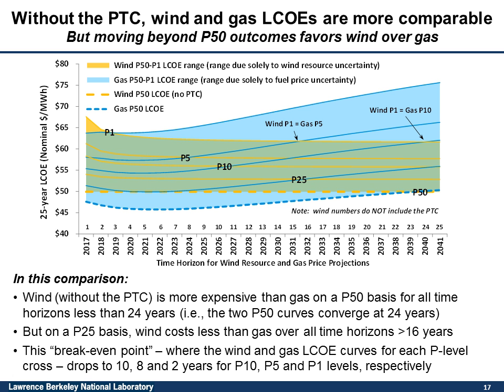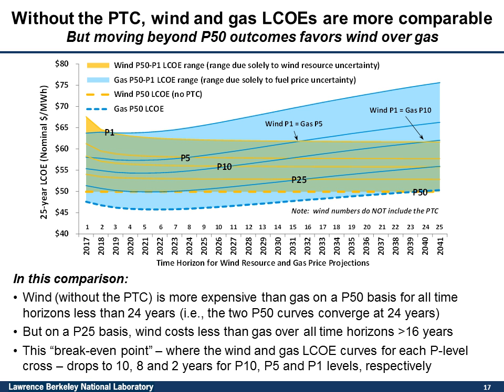If you get rid of the PTC, the LCOE of wind and gas is more comparable. On this slide, I'm just focusing on worse than expected outcomes for both wind and gas, and also highlighting the standard suite of common p-values with their own curves. And what you see here is that wind without the PTC is more expensive than gas on a P50 basis for all time horizons of less than 24 years, which is where the 2 P50 curves converge.